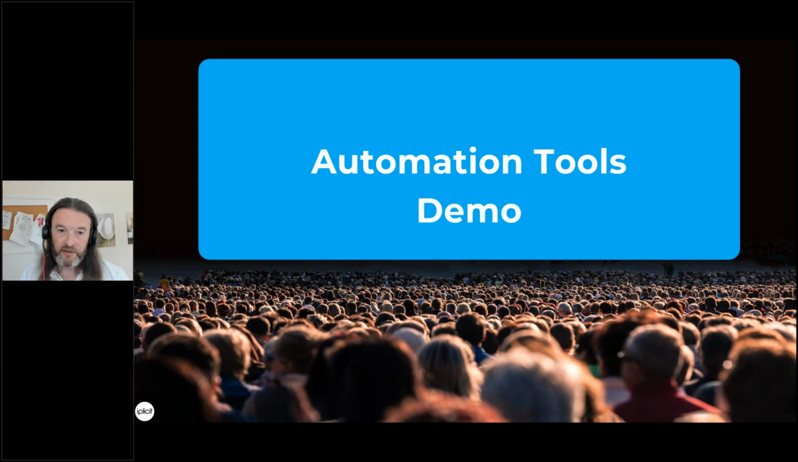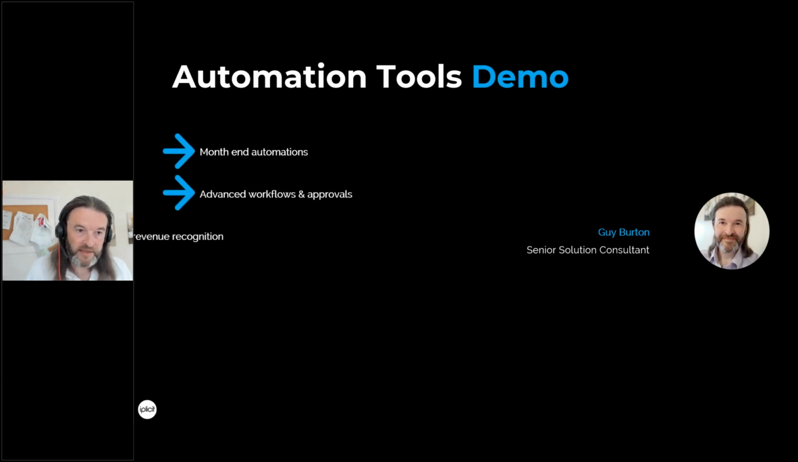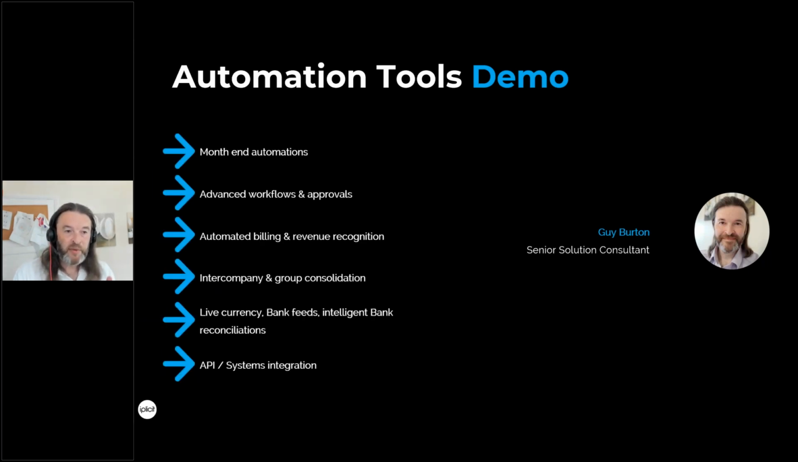So what we've got on the topics and the agenda for today, in terms of taking a look at the software, as Luke says, we've made it our ambition, our desire in iplicit to try and eliminate as many of those manual tasks as we can. So we'll take you through some of our month-end automations that we've got, that's ever expanding as well. We'll take a look at some of the workflows and approvals that again happen automatically as things happen in iplicit. We'll take a look at things like billing and revenue recognition, a bit of intercompany, and then we'll talk about live currency feeds, bank feeds as we go through as well, and intelligent bank recs.